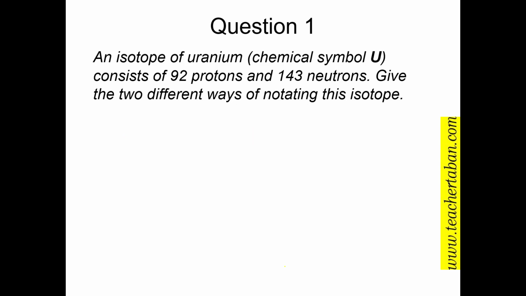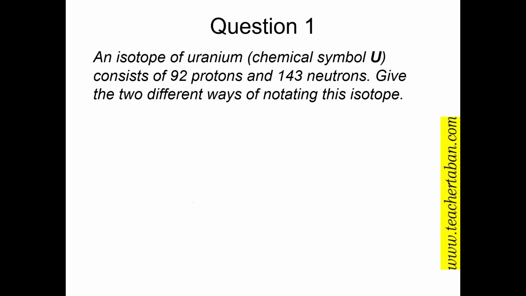Here, you can pause the video and try it out. The question says that an isotope of uranium, the chemical symbol is U, consists of 92 protons and 143 neutrons. Give the 2 different ways of noting this isotope. You can pause the video and try it out.